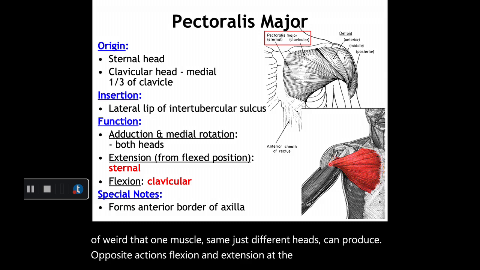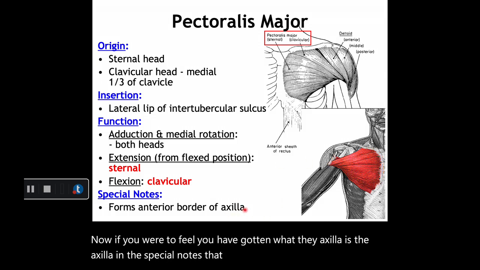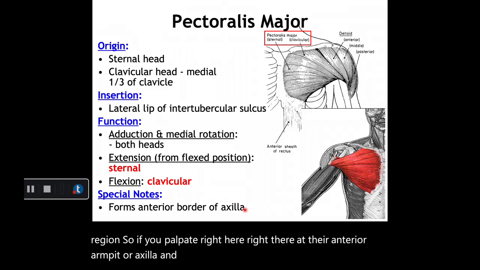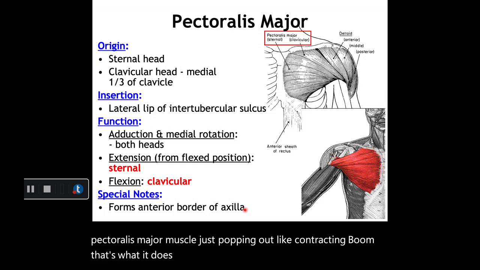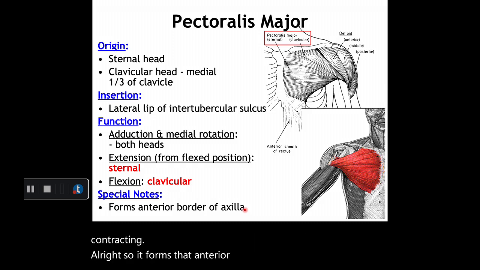Now, if you were to feel, you've got to know what the axilla is. The axilla in the special notes, that's your armpit. It's known as the axillary region. So if you palpate right here, right there at your anterior armpit or axilla, and then adduct at the shoulder, you'll feel your pectoralis major muscle just popping out, like contracting. Boom, that's what it does. You won't feel it if you abduct because it's not contracting. Right? So it forms that anterior border of your armpit.